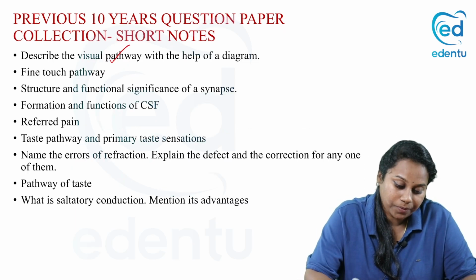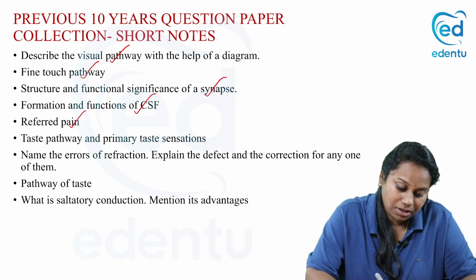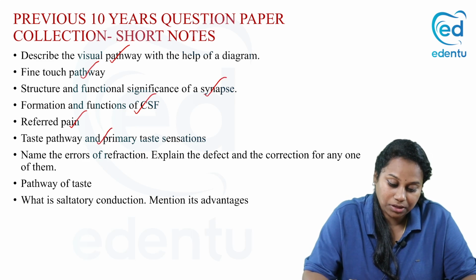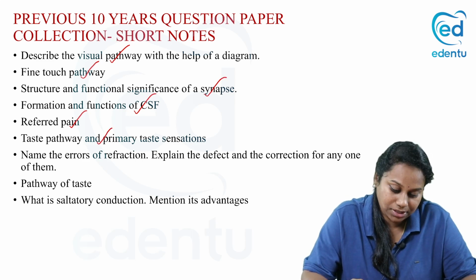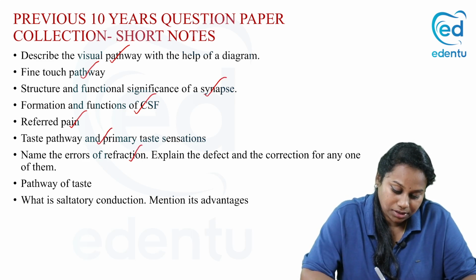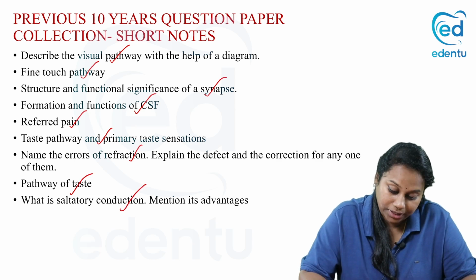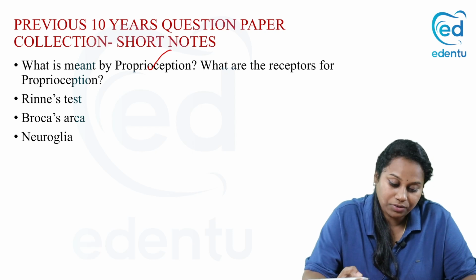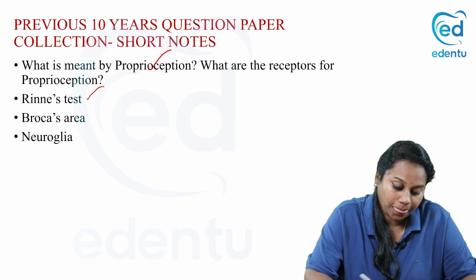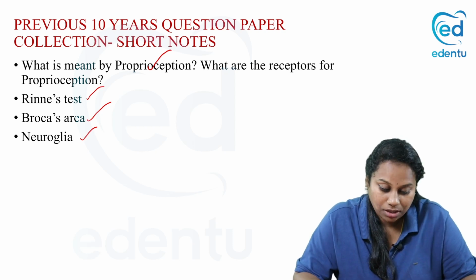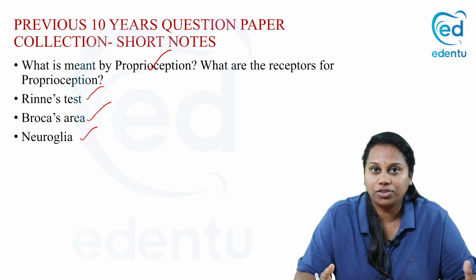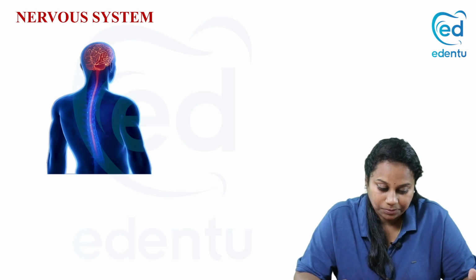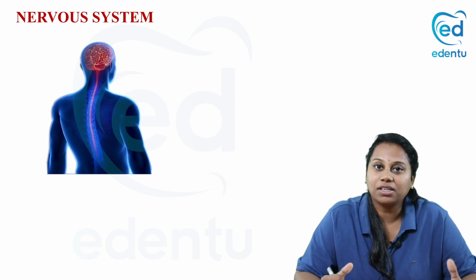Describe visual pathway, fine touch pathway, synapse, CSF, referred pain, taste pathway and primary taste sensations, errors of refraction, saltatory conduction and its advantages, what is proprioception and receptors for proprioception, Rinne's test, Broca's area, neuroglia. So these are all the questions that were repeatedly asked in your university exams. Let's move on to nervous system as such.